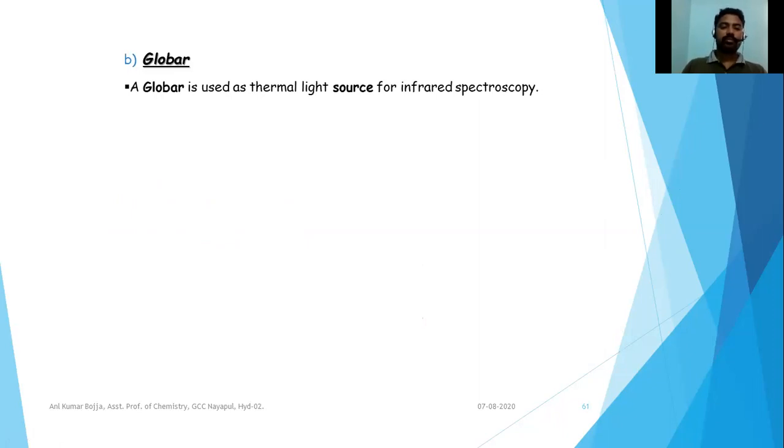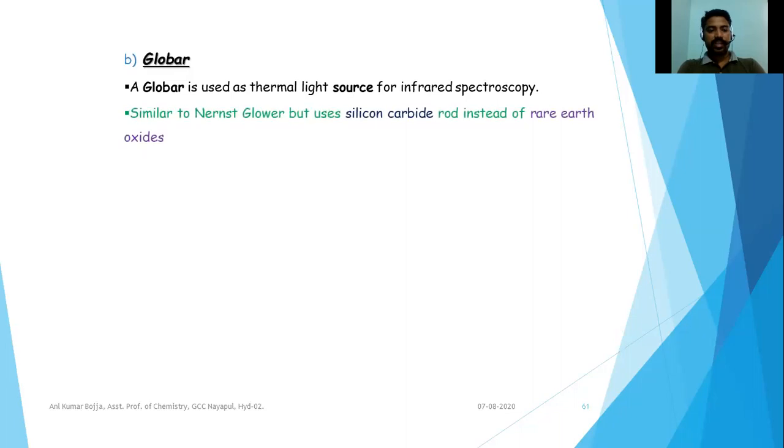Next one is the Globar filament. The function of this Globar filament source is very similar to the Nernst glower, but the material used in it is silicon carbide. Yes, silicon carbide, you see, a rod instead of rare earth elements.